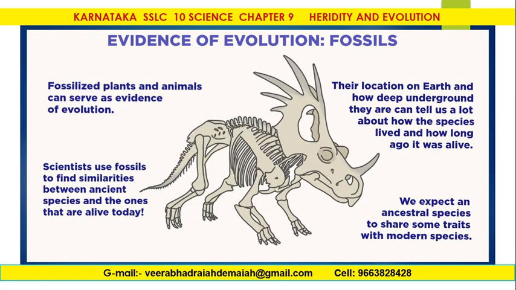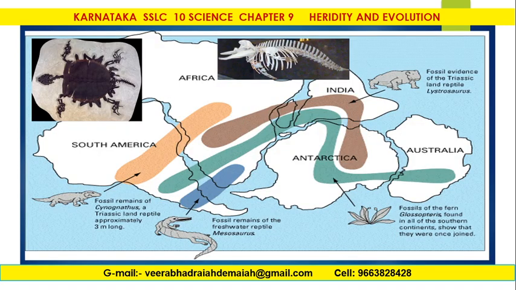Now coming to the fossils as evidence of evolution. Fossilized plants and animals can serve as evidence of evolution. Scientists use fossils to find similarities between ancient species and the ones that are alive today. Their location on Earth and how deep underground they are can tell us a lot about how the species lived and how long ago it was alive. We expect an ancestral species to share some traits with modern species. This is a geographical area of the fossils representing the evolution.